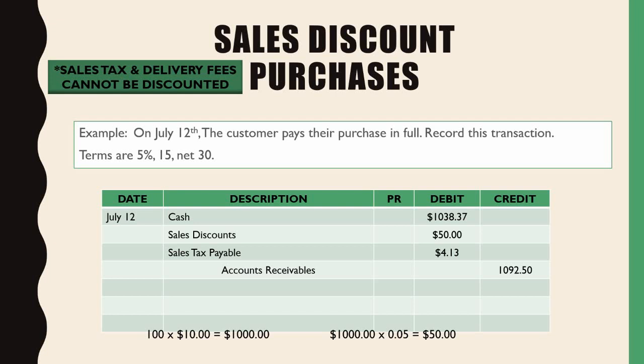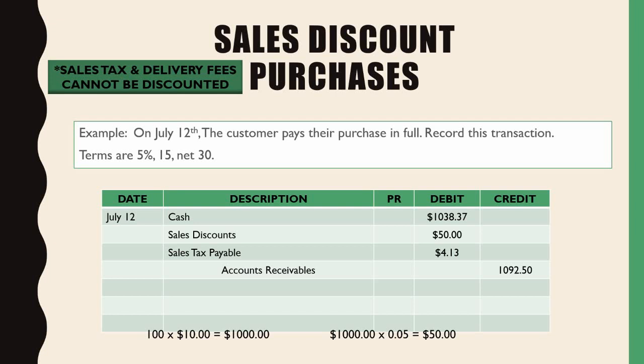So again, this one has a lot of thinking that you have to do. Again, you can only take a discount off of the original selling price. You can't take a discount off tax. You can't take a discount off of the shipping or freight or handling, whatever it is. It has to be on the original selling price. So in this case, we recognize that it was the $1,000. We take the discount of 5%, gave us $50.